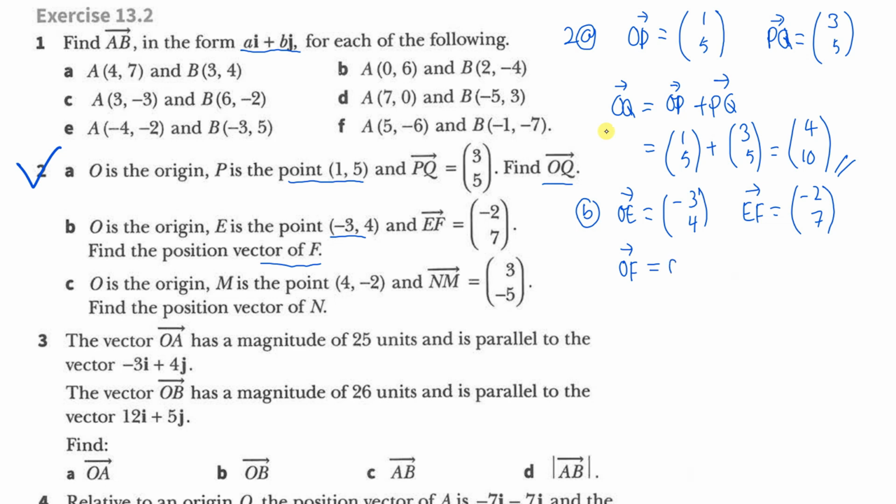So OF we can write as OE plus EF. Let me add like the previous question, a similar type of question. Here, minus 2 and 7. If you add both of them, that gives us minus 5, and 4 plus 7, which is 11. We can leave our answer this way. We can also write, if you want, minus 5i plus 11j. Both answers are right, because they did not ask which form to write in.